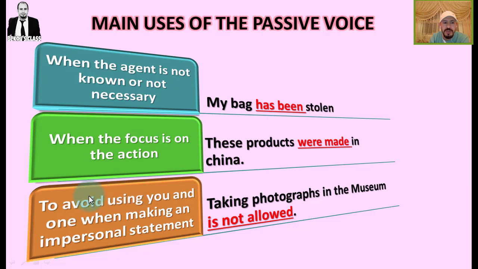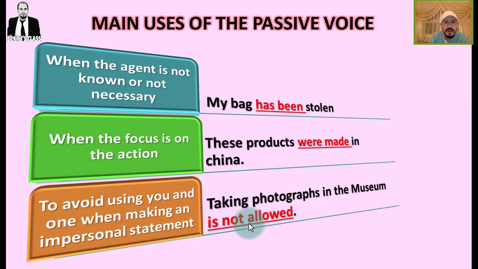And also we use the passive voice to avoid using you and one when making any personal statements, when the doer of the action is everybody. For example, taking photos in the museum is not allowed, so we should not say people should not, or are not allowed to take photos. So we just say taking photos in the museum is not allowed. Here we know the agent, it's everybody, so we use the passive.